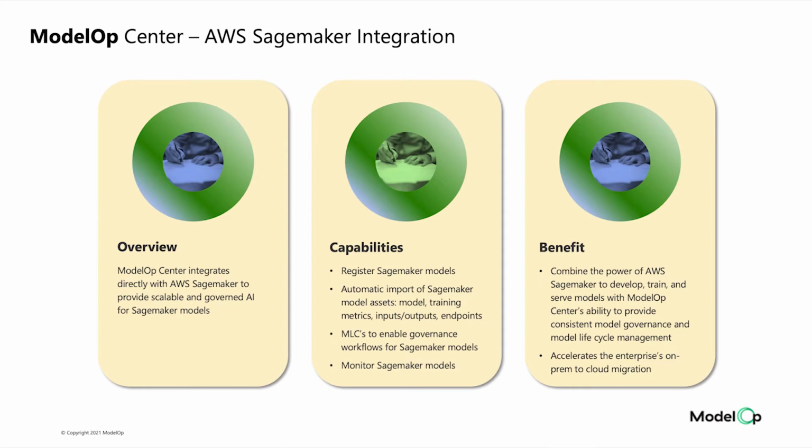In particular, ModelOp Center allows you to register SageMaker models, have all of the SageMaker model assets automatically imported and synced within ModelOp Center, as well as a number of out-of-the-box model lifecycle templates to enable that governance workflow incorporating the SageMaker models, and finally, of course, monitoring those SageMaker models. Overall, this particular integration is extremely powerful as it gives organizations flexibility to leverage the power of AWS SageMaker, as well as helping enterprises to accelerate their on-prem to cloud migration.